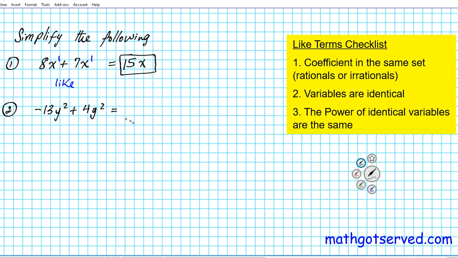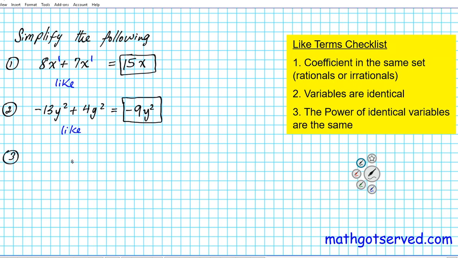Okay, so can we combine them? Absolutely. These two terms are like terms, so we can combine them. You just add the coefficients and bring down the variable. Negative 13 plus 4. Different signs, subtract and keep the sign of the bigger. Negative 9, and then bring down the variable component, y squared. There goes your final answer.